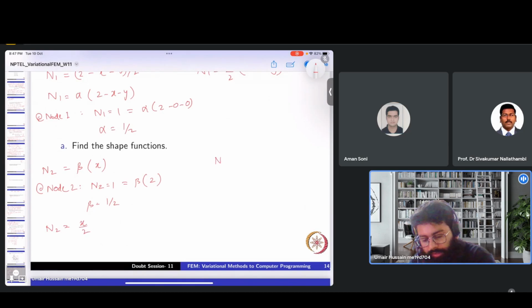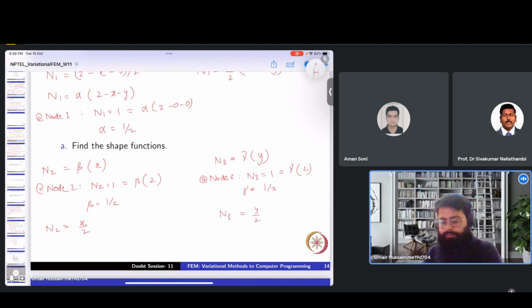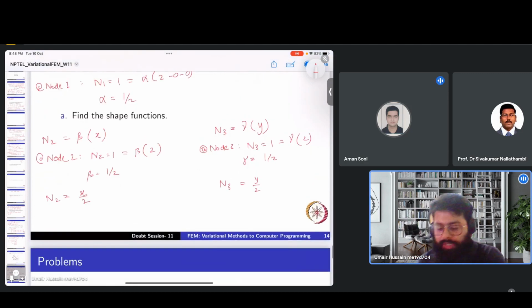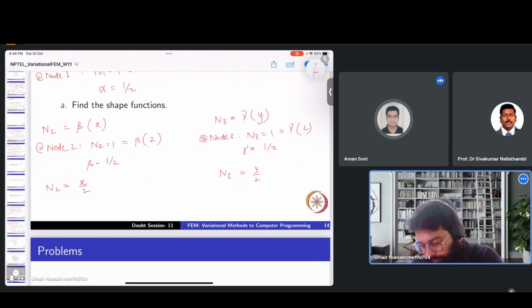Again for N3 we have some gamma times y, the equation of line 1-2. Then we again substitute the value at node 3. We have N3 equals 1 equals gamma times 2, since y equals 2 here, right? Then we have gamma equals half again, and we have N3 equals y by 2. So I hope this was clear. We had discussed this before in our earlier discussions also.